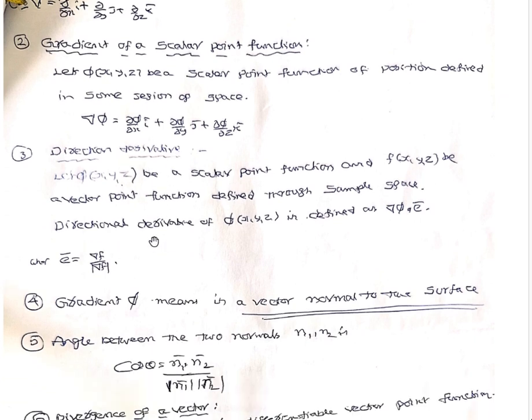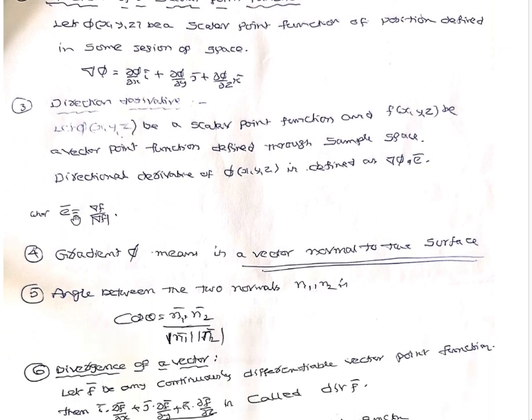So what is meant by directional derivative? Directional derivative means gradient phi dot unit vector. Gradient phi means for a scalar you will find out the gradient, then the unit vector. Suppose f is a vector, then gradient f by modulus of gradient f is the unit vector. So gradient phi dot unit vector is called the directional derivative.